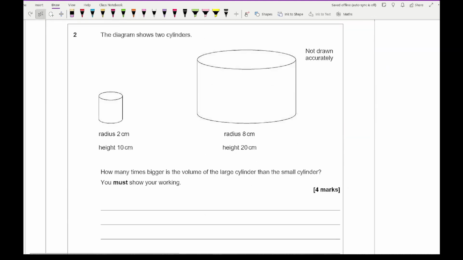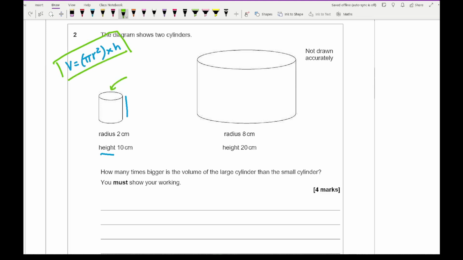Then moving on to question 2, it says the diagram shows two cylinders and it says how many times bigger is the volume of the larger cylinder than the smaller cylinder. So what I need to do is work out the volume of both of these. For the smaller one, it's going to be the cross-sectional area, which is pi r squared, times the length, which in this case is the height, so I'm multiplying that by h. So this is the formula I'm going to be using to work out the volume of those two shapes.